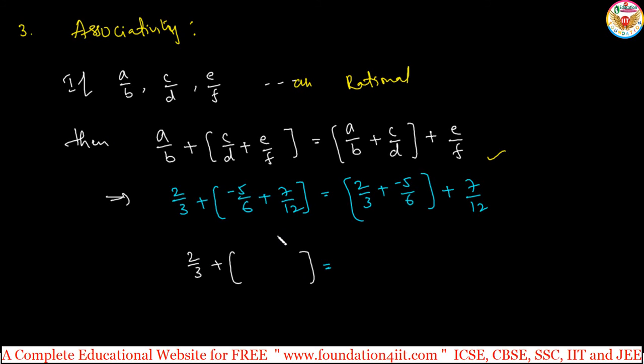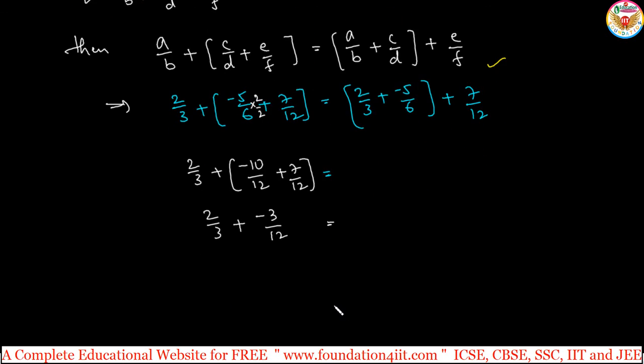For 6 and 12, 12 is the LCM, right? So 12 means 6 into 2. So the same multiplied by 2 for this also, which should not change it. So this becomes minus 10 by 12 plus 7 by 12. Already the denominator is 12 for this. Here a 6 is there, so we need to multiply 2 by 2. Now 2 by 3 plus minus 10 plus 7 is minus 3 by 12. This side we are getting. And similarly, the right side if you simplify, for 3 and 6 the LCM is 6.